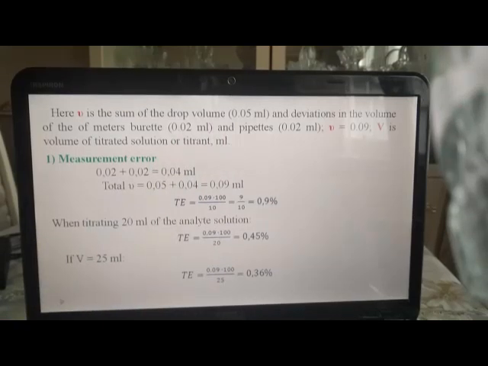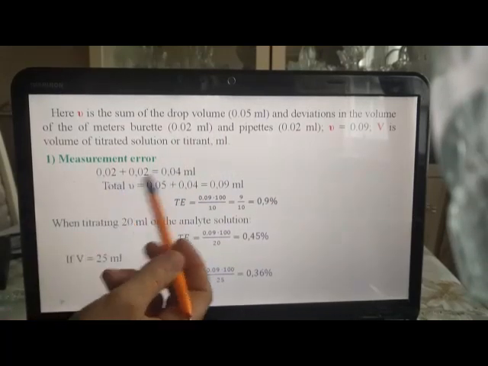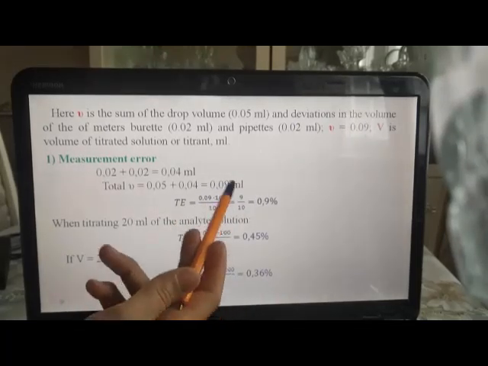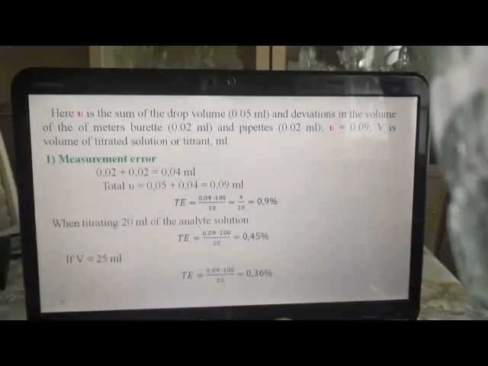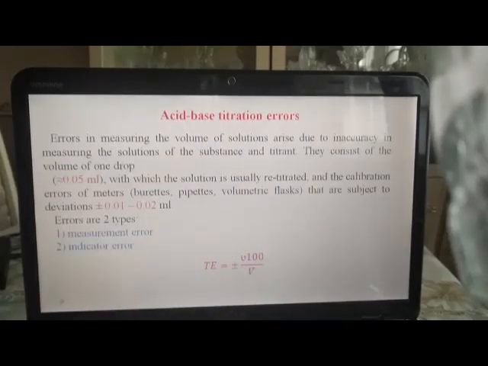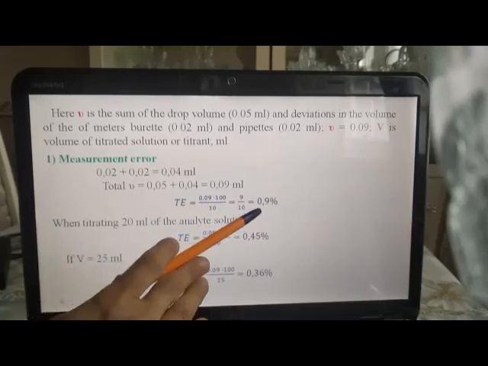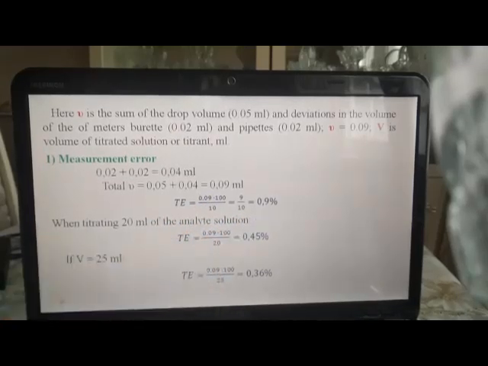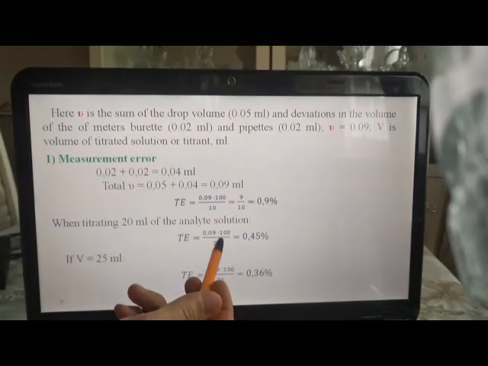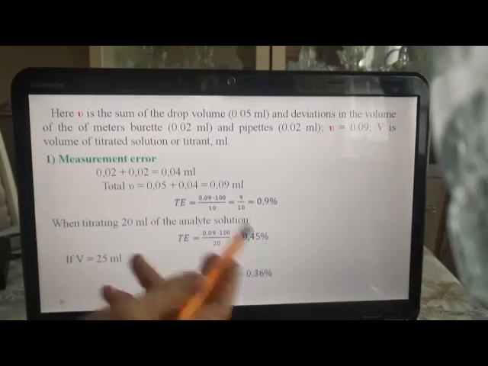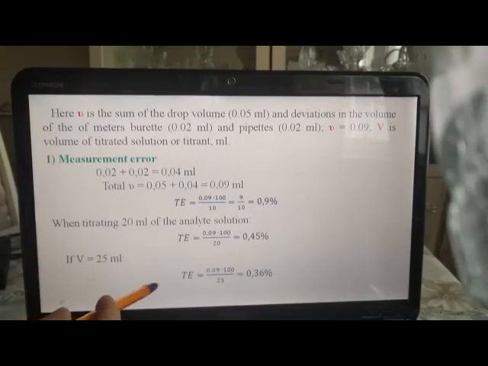First, the measurement error. For example, using this formula, we found the titration error is equal to 0.9%. And when titrating 20 milliliters of the analyte solution, we use 20 milliliters here, and the titration error is equal to 0.45. If the volume is equal to 25, the titration error is equal to 0.36.